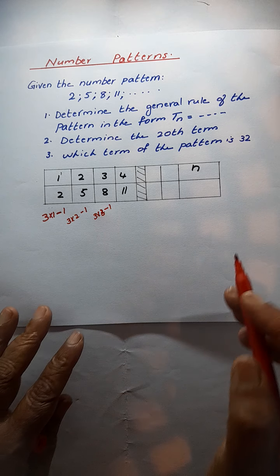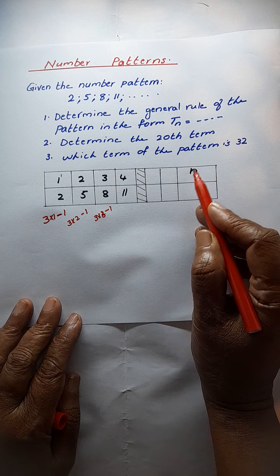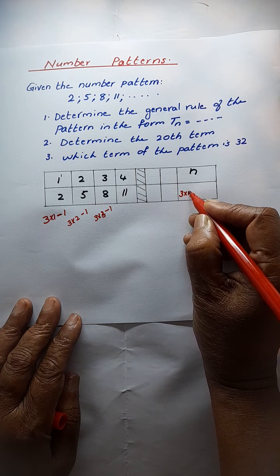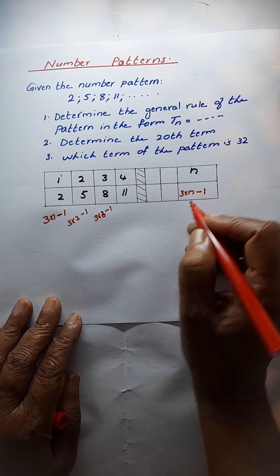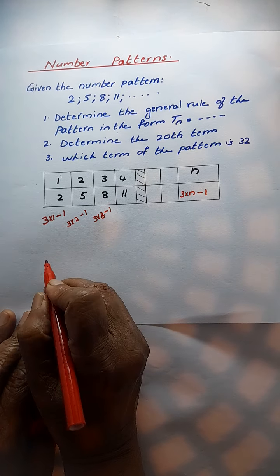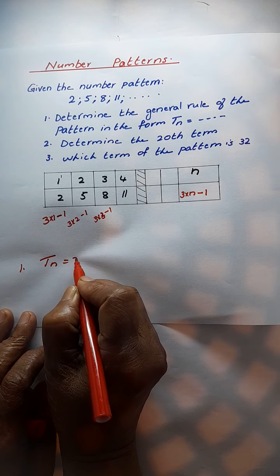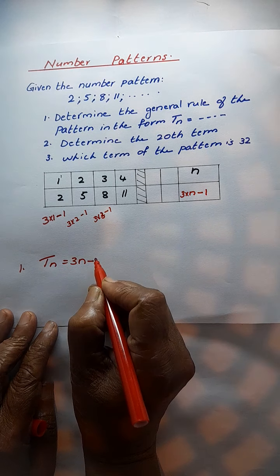So what about the nth term? Now it is the nth term, so we'll say 3 times n minus 1. So that is the Tn. So we can write here, question 1: Tn is equal to 3 times n, we can write it as 3n minus 1.